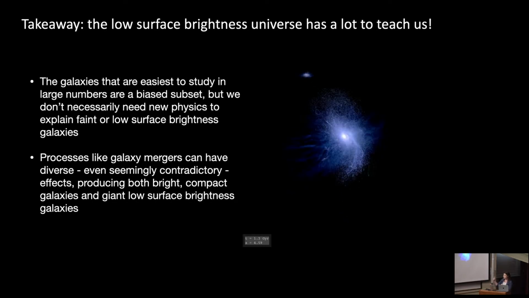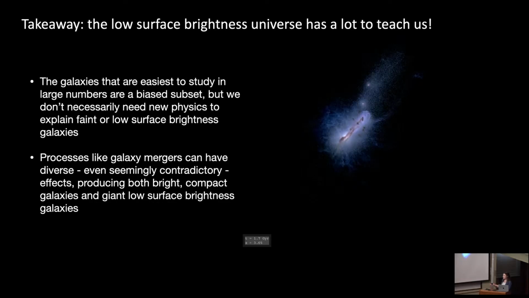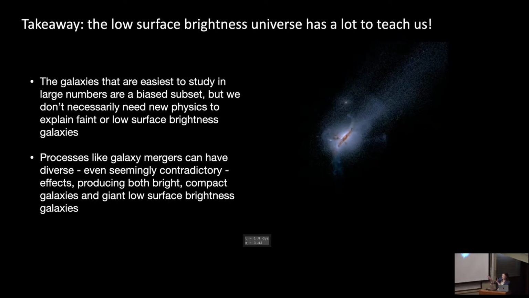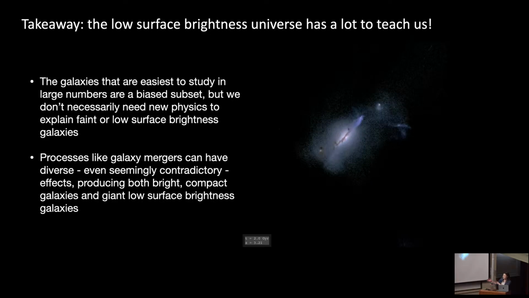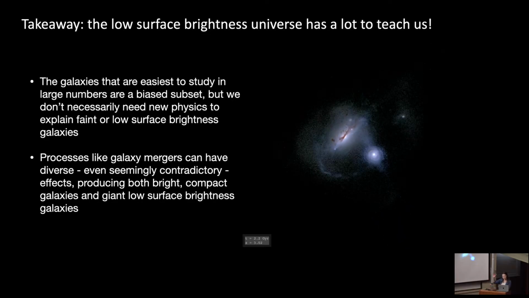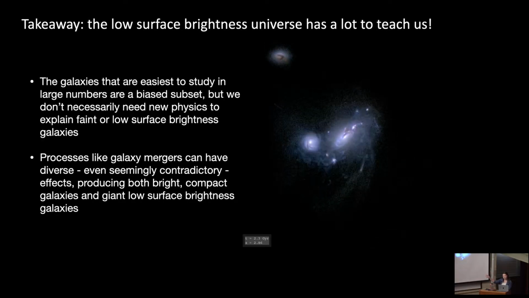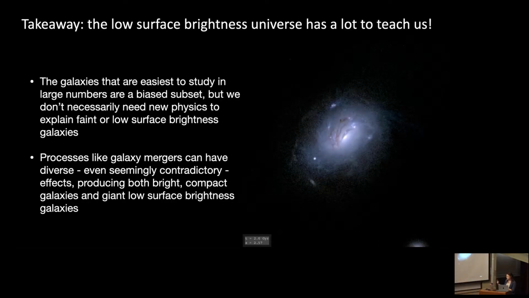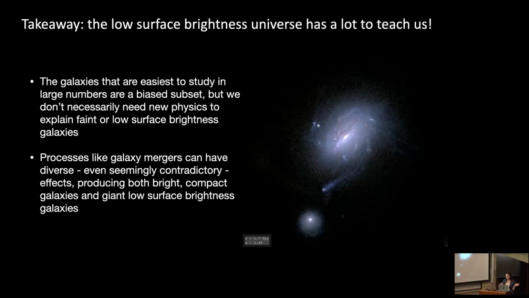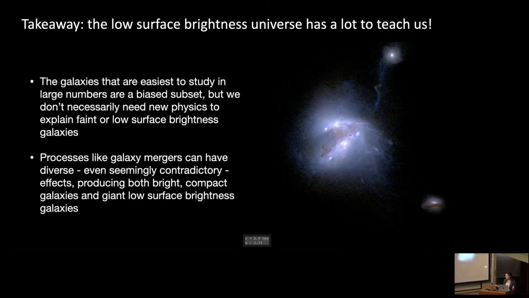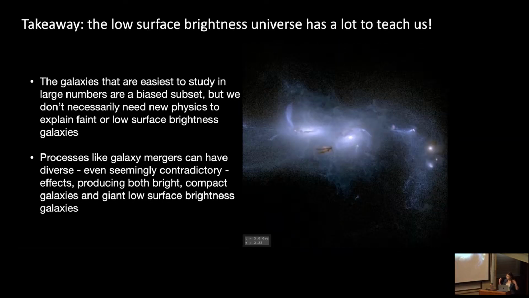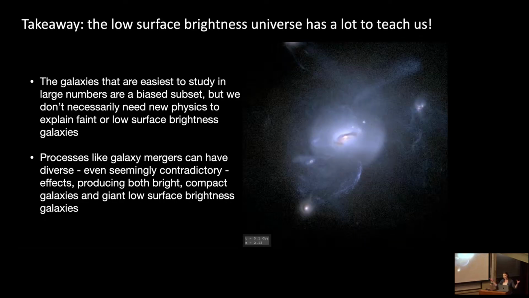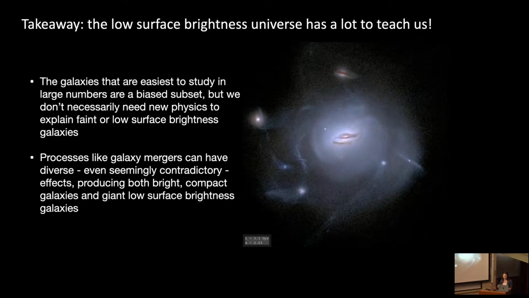The first is that we have to remember the galaxies that are easiest to study, which are the bright, compact ones, are a biased subset. That being the case, we still don't necessarily need new physics to explain faint or low surface brightness galaxies. It seems like we can make them in the same set of simulations, but it's something that we have to think carefully about when we're thinking about our intuitive understanding of physics. The other thing is that processes like galaxy mergers can have very diverse consequences for different types of galaxies. We find that they can produce both bright, compact galaxies and giant low surface brightness galaxies like Malin 1.